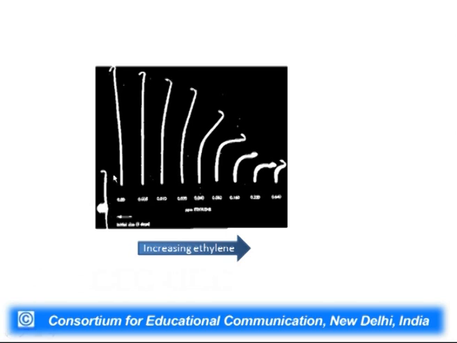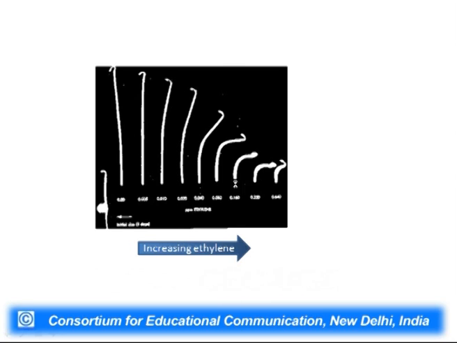Now, if this seedling is kept with increasing concentration of ethylene, you will see a decrease in the elongation, and thickening of the hypocotyl. I will come back to this phenotype later, but this is what was observed by Dmitry.